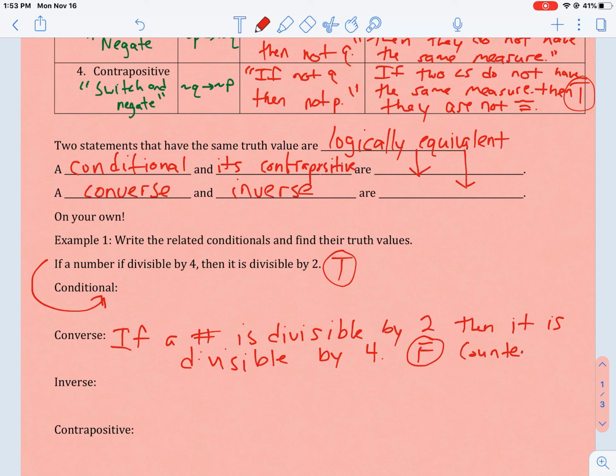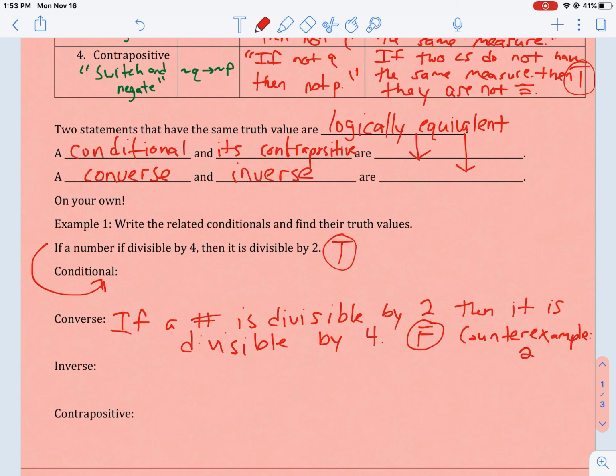And remember, to show that a conditional is false, we give a counterexample. So 2 is a counterexample. 2 is divisible by 2, but it is not divisible by 4. Okay? So that's false. So, again, since the conditional is true, the contrapositive will have to be true. Since the converse is false, the inverse will have to be false.